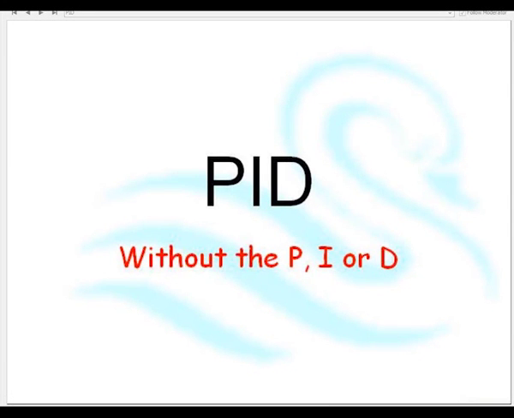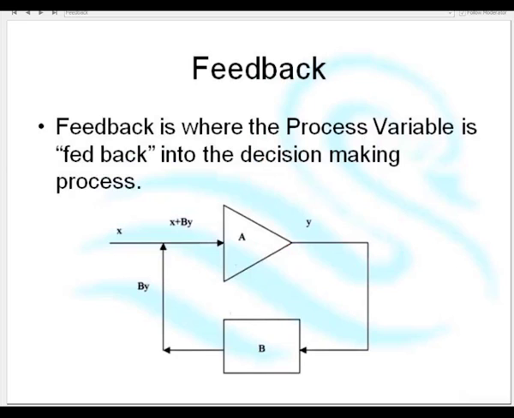So we're going to do PID, but without the P, the I, or the D, because I tend to find them confusing. First thing we need to talk about is feedback. Feedback is where we take the process variable and we feed it back into the decision-making process.